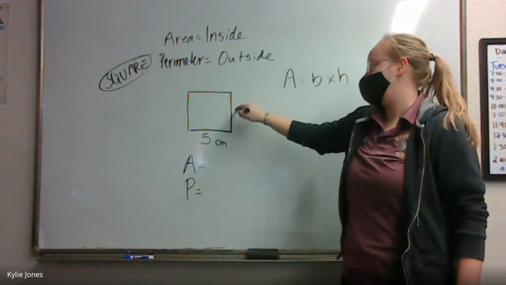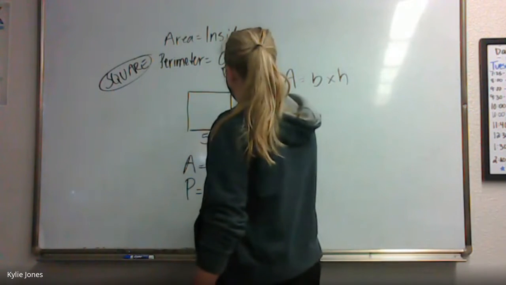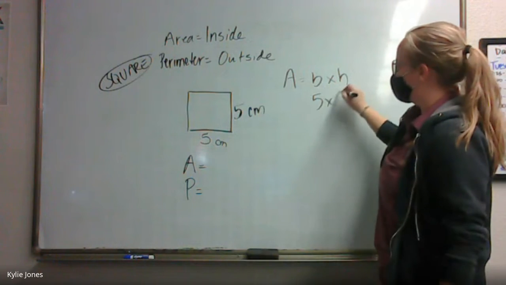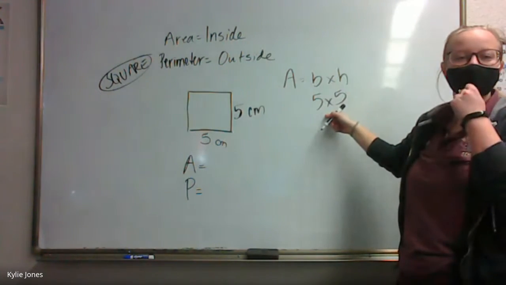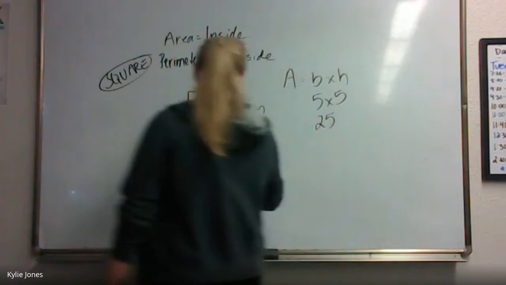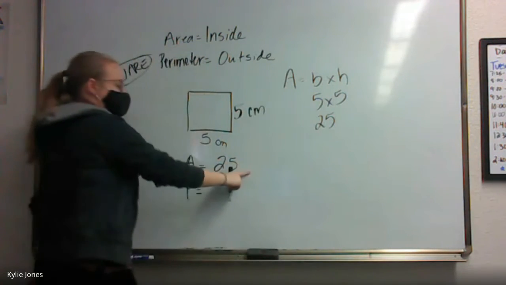Good. If it's a square, then all the side lengths are the same. So this is 5 times 5. What is 5 times 5? 25. Yeah, I can see it in the chat. So our area is 25 what? What are my units?